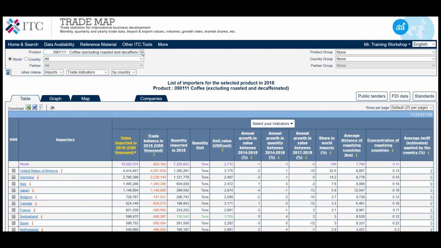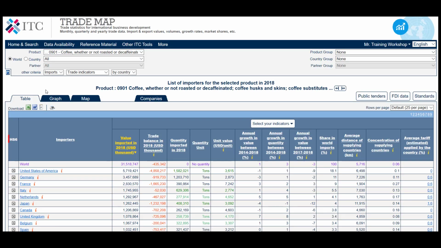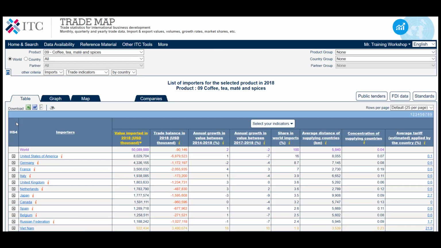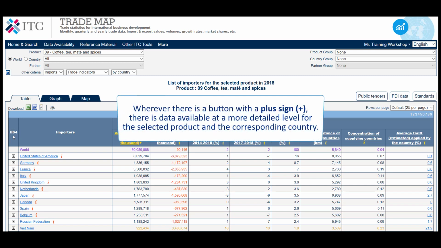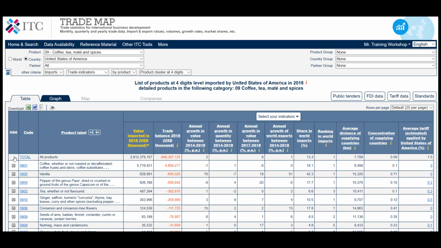When we are looking at subchapter data HS4, the heading reads HS6, and if we are looking at the chapter level, the HS2 level, the heading of this column states HS4. Wherever there is a button with a plus sign, there is data available at a more detailed level for the selected product and the corresponding country. We can see it by clicking on any one of these buttons. Now let's go back to the table at the HS6 level.